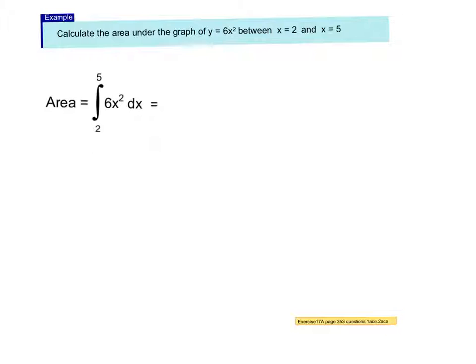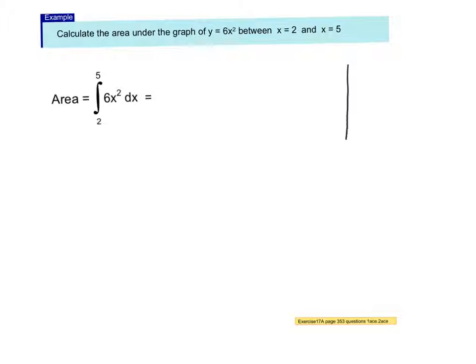So we start off with this, where the area is given by the integral of 6x squared integrated with respect to x between the limits of 5 and 2. And before we get too far into the example, it is probably worth putting a little sketch to show exactly what it is we are figuring out there.